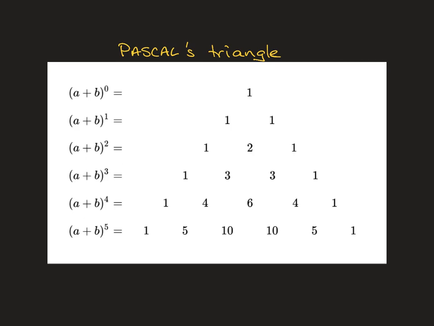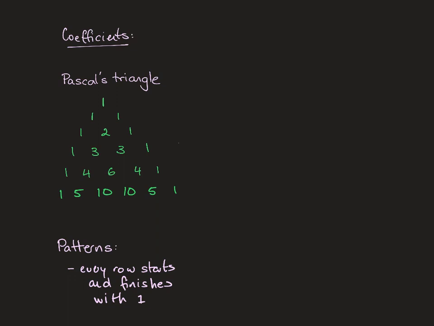Let's have a look. Okay, so one of the patterns is that every row starts and finishes with a 1. A 1 and a 1 and a 1 and a 1 and a 1 on each end. The second element in every row increases as the rows go down. So 1, 2, 3, 4, 5.